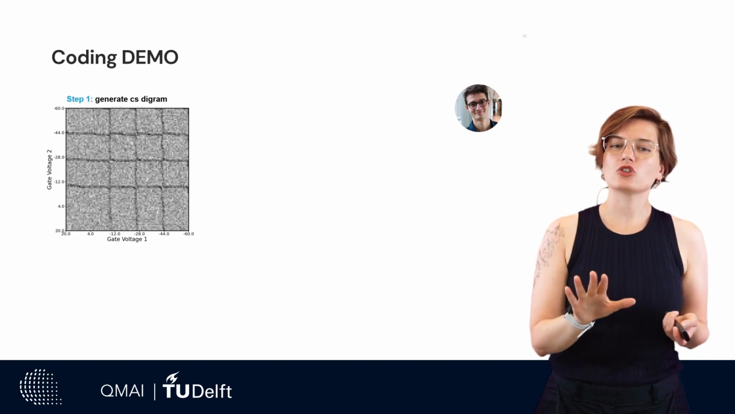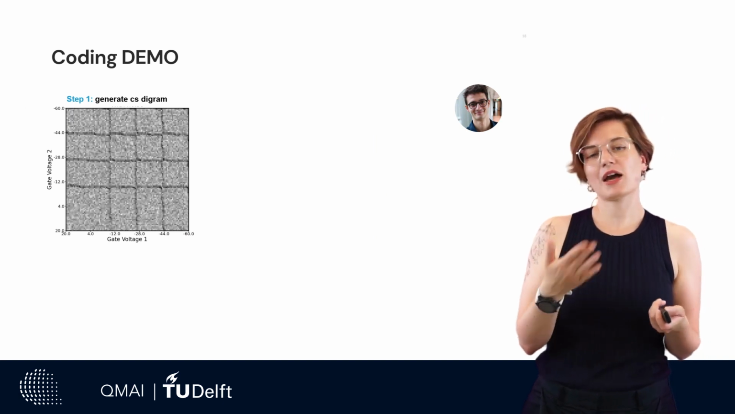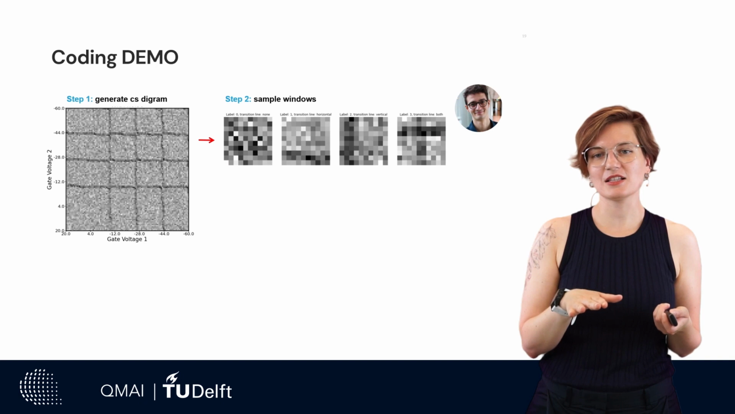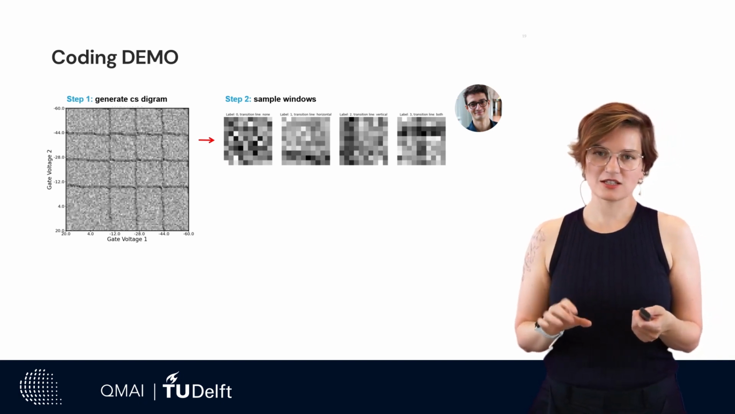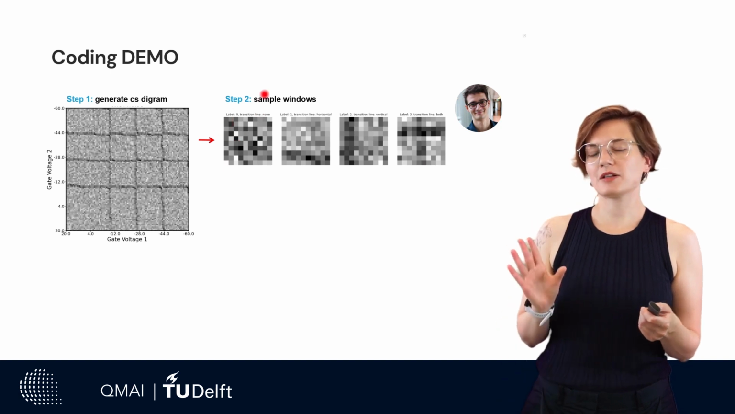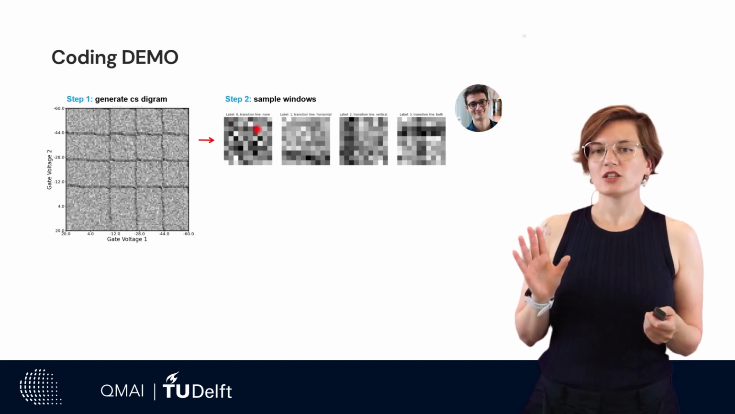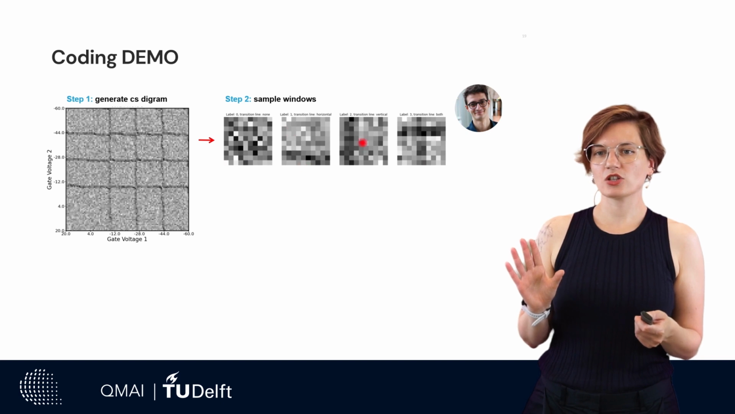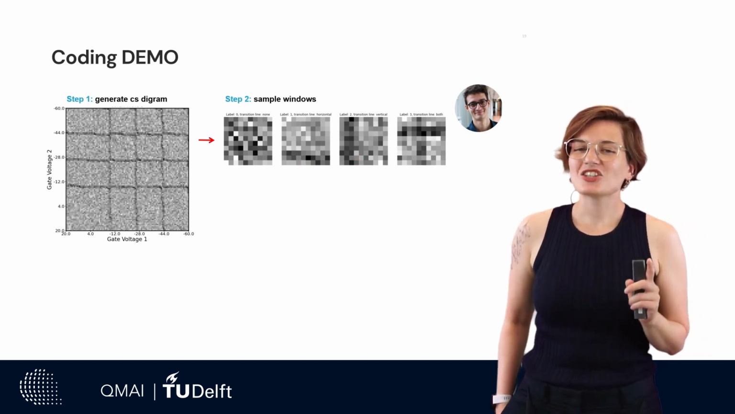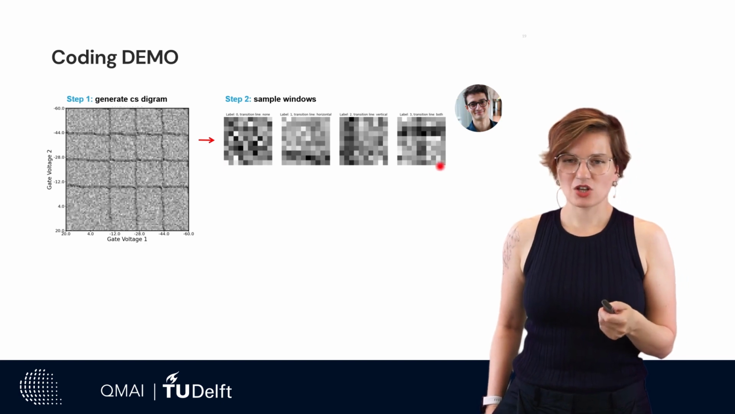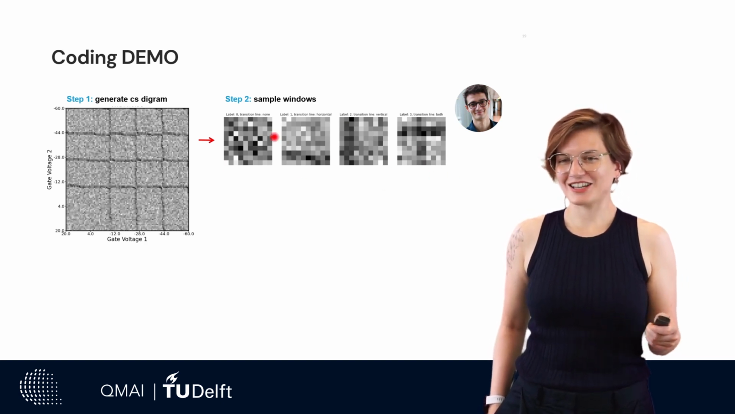So your drawn-out charge stability diagrams are going to look something like this. Then you are going to draw sample windows. This is an example of those 4 labels I explained to you before: non-transition, line, horizontal, vertical, and both. Now, this is a really interesting point to notice, because could you tell the label here just looking at it?